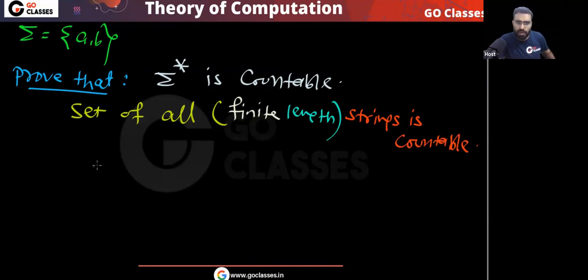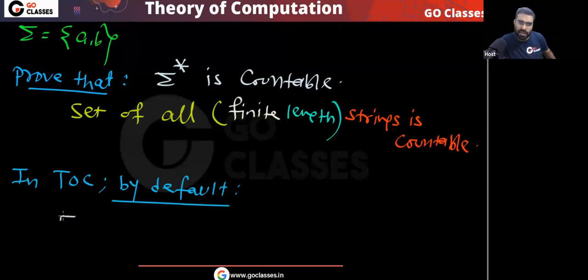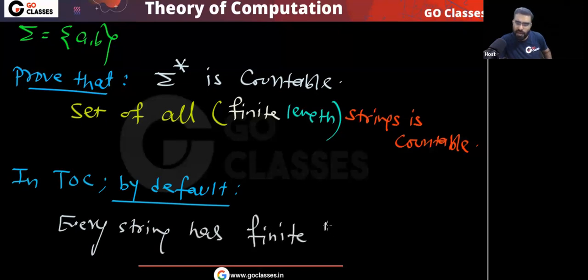If you look at strings in general, they can have infinite length. But that should be given in the question. So remember, in theory of computation, by default, every string has finite length, right? Correct? Okay. So remember, the set of all infinite length strings is actually uncountable.